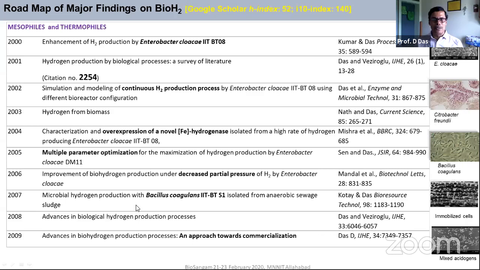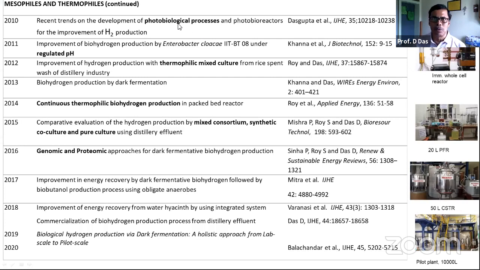Then we used bacteria we isolated from different locations, for example anaerobic sewage sludge. Then we also isolated bacteria from high oil containing soil, like Citrobacter freundii, and we found them suitable for hydrogen production. Now we have worked with different photobiological processes, and we established the fact that they are no good for hydrogen generation. Then we changed the operating conditions, regulated the pH, and studied how it affects hydrogen production. Then mixed culture, and how it affects the hydrogen production process.